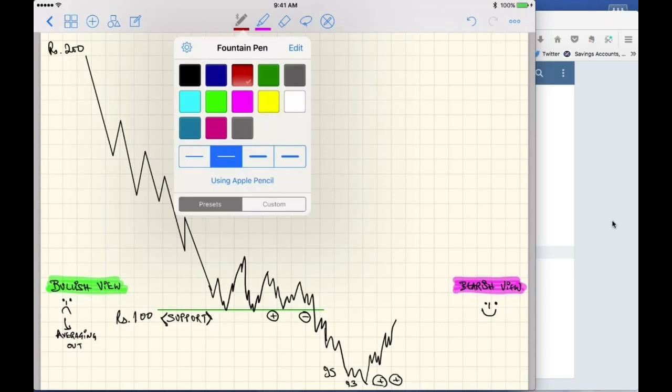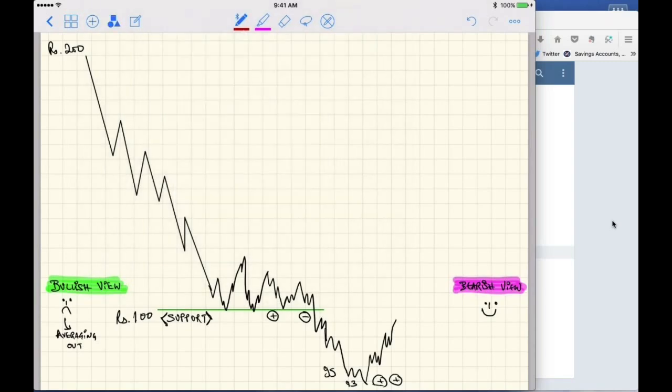Now, if this stock bounces back further and comes close to that 100 mark again, what will the bullish guy think? He went wrong in the first instance when he bought at 100. It fell to 93. He did some daring and he averaged out at 93. Probably his costing came down to 96 and a half, 97 and a half, depending on the quantity that he buys.